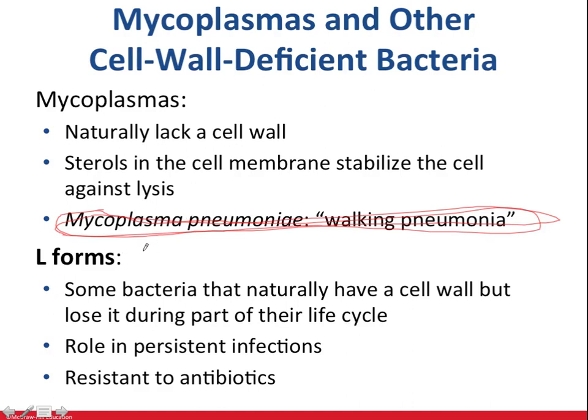L-forms. L-forms are some bacteria that naturally have a cell wall but lose it during part of their life cycle. They can lose their cell wall due to infections or resistance to the antibiotics.